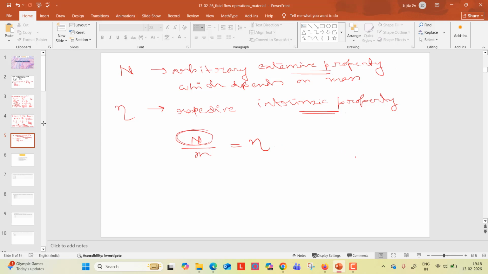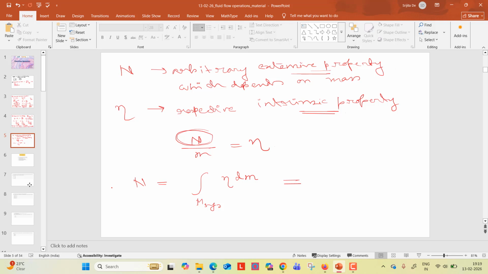So what can we write from this in the differential form? N is the summation of all these intrinsic properties times the differential mass dm of this system, right? N is the extensive property which contains mass, and eta is the intrinsic property. So if this intrinsic property is multiplied by some differential mass and we integrate it over the whole system we are considering, that is your extensive property, right?